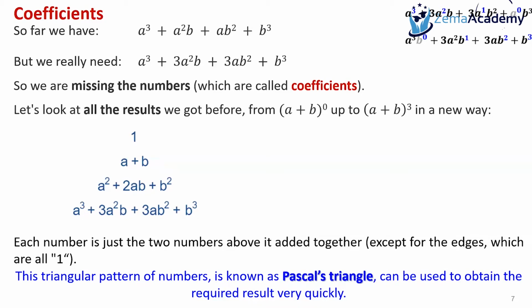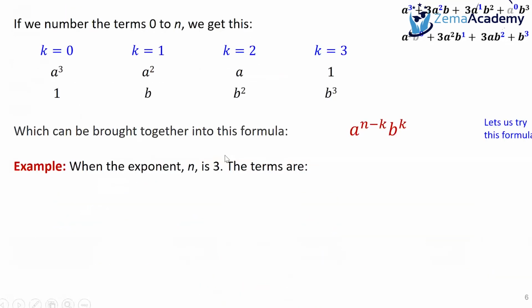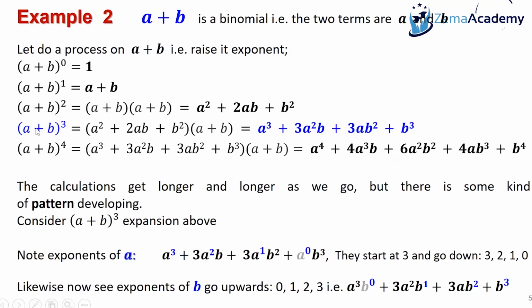Okay. Let me go back to the previous slide. So here, now I'm putting all the answers from a plus b to the power 0 to a plus b to the power cube. So I'm just rearranging my formulas. And this is the reason I wrote over here that you should remember a plus b to the power 0, how you got this one. Okay? A plus b whole to the power 1 is a plus b.